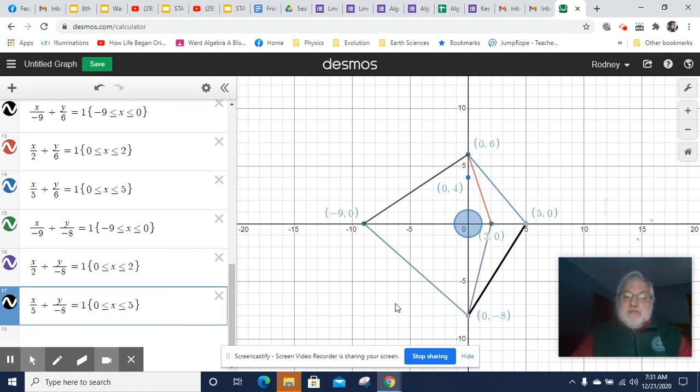Now I'm going to stop this video. I'm going to do a second one on how to convert different forms into the intercept form.